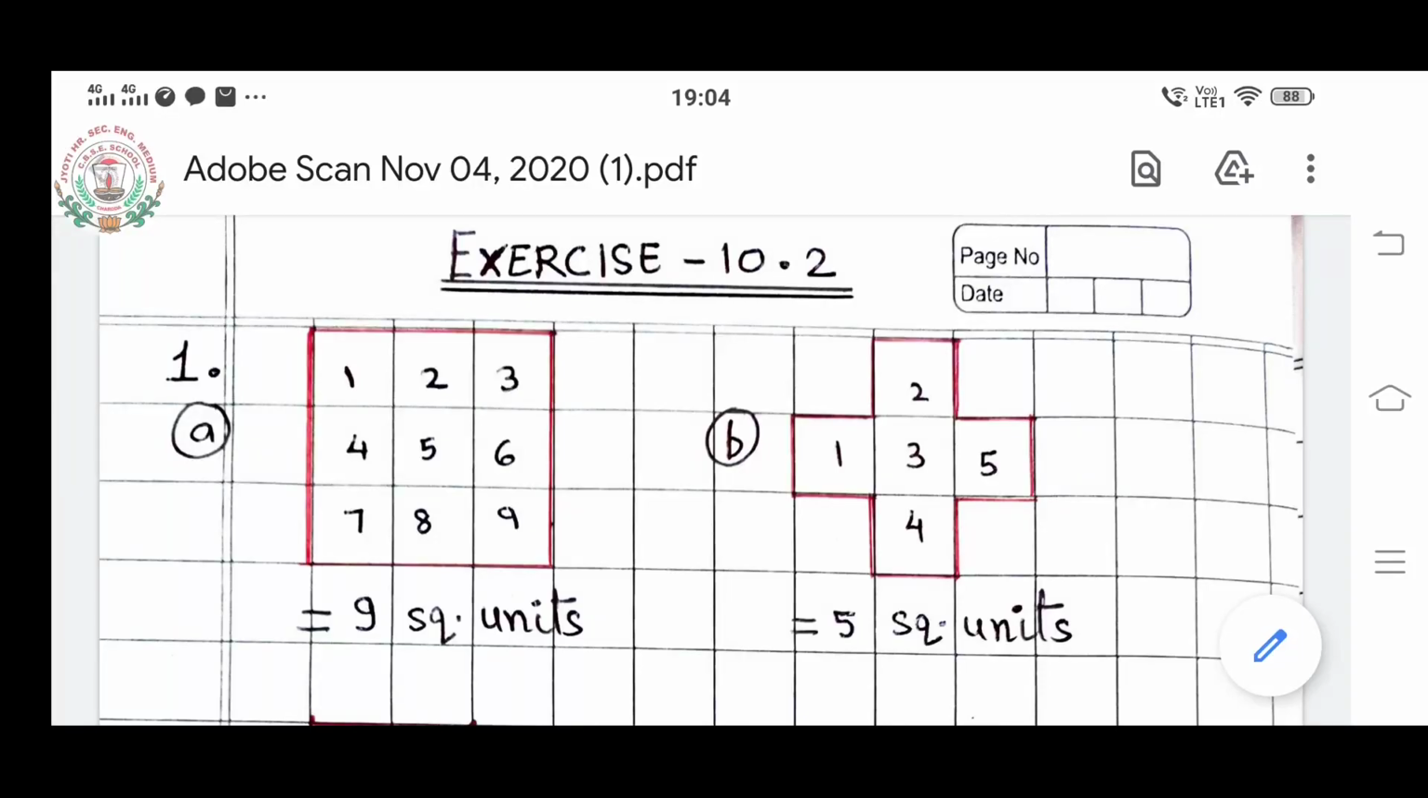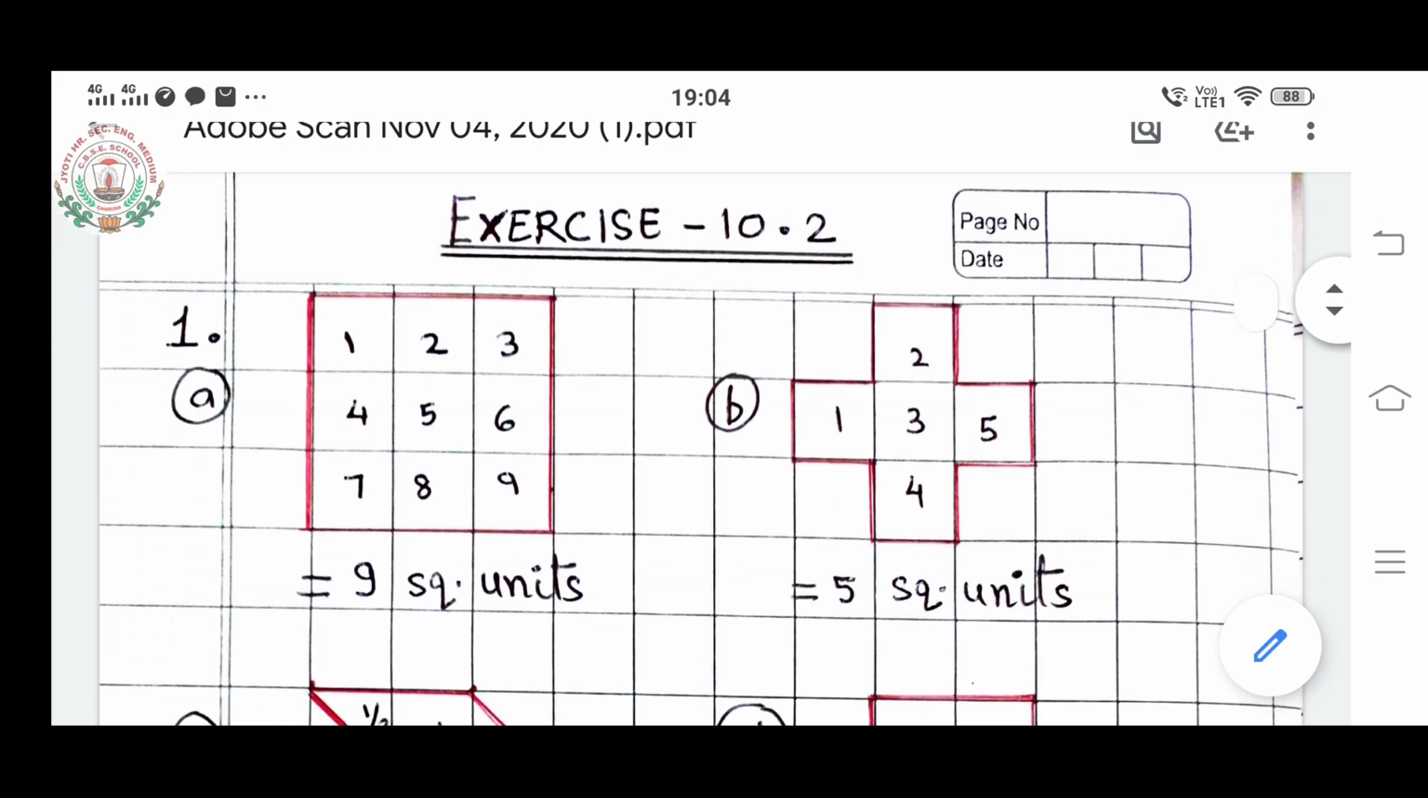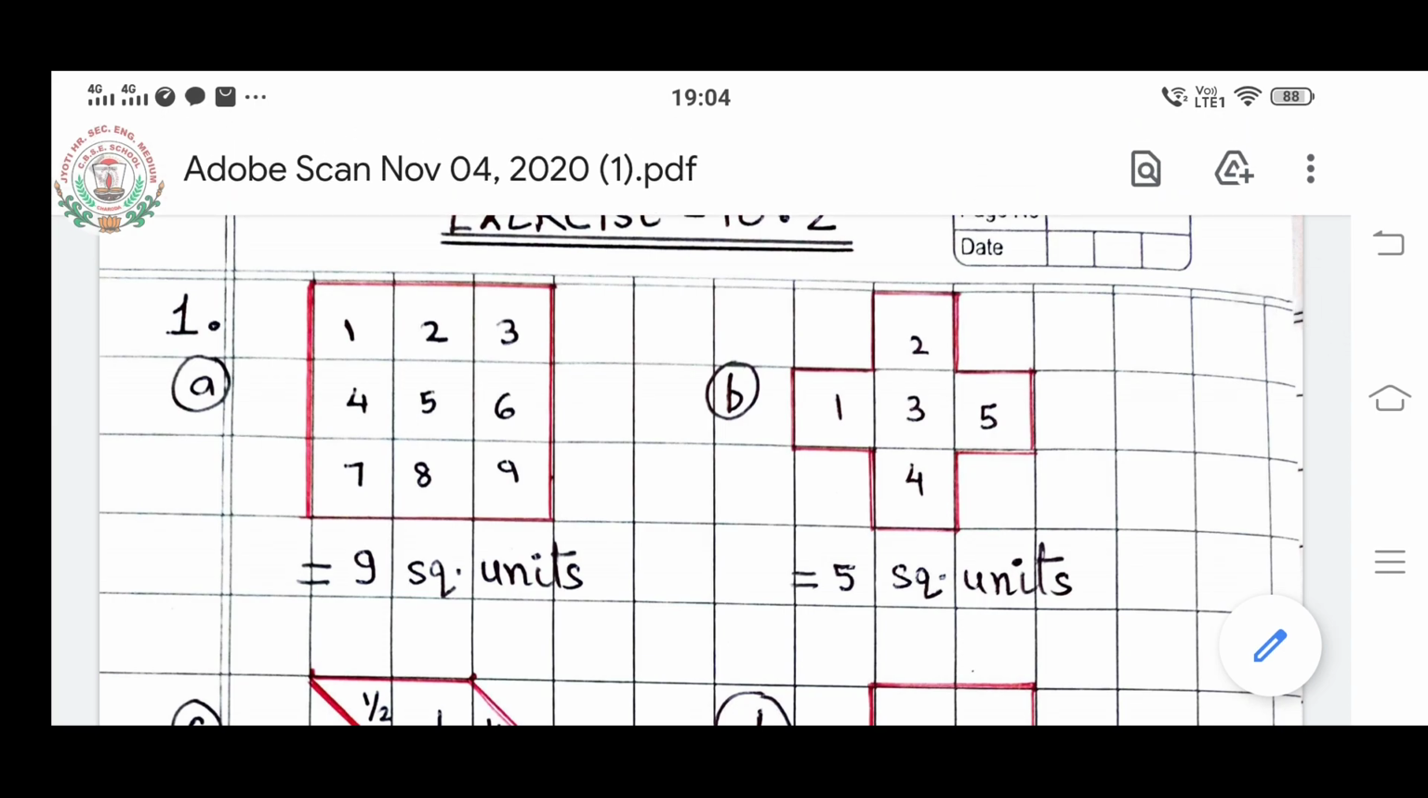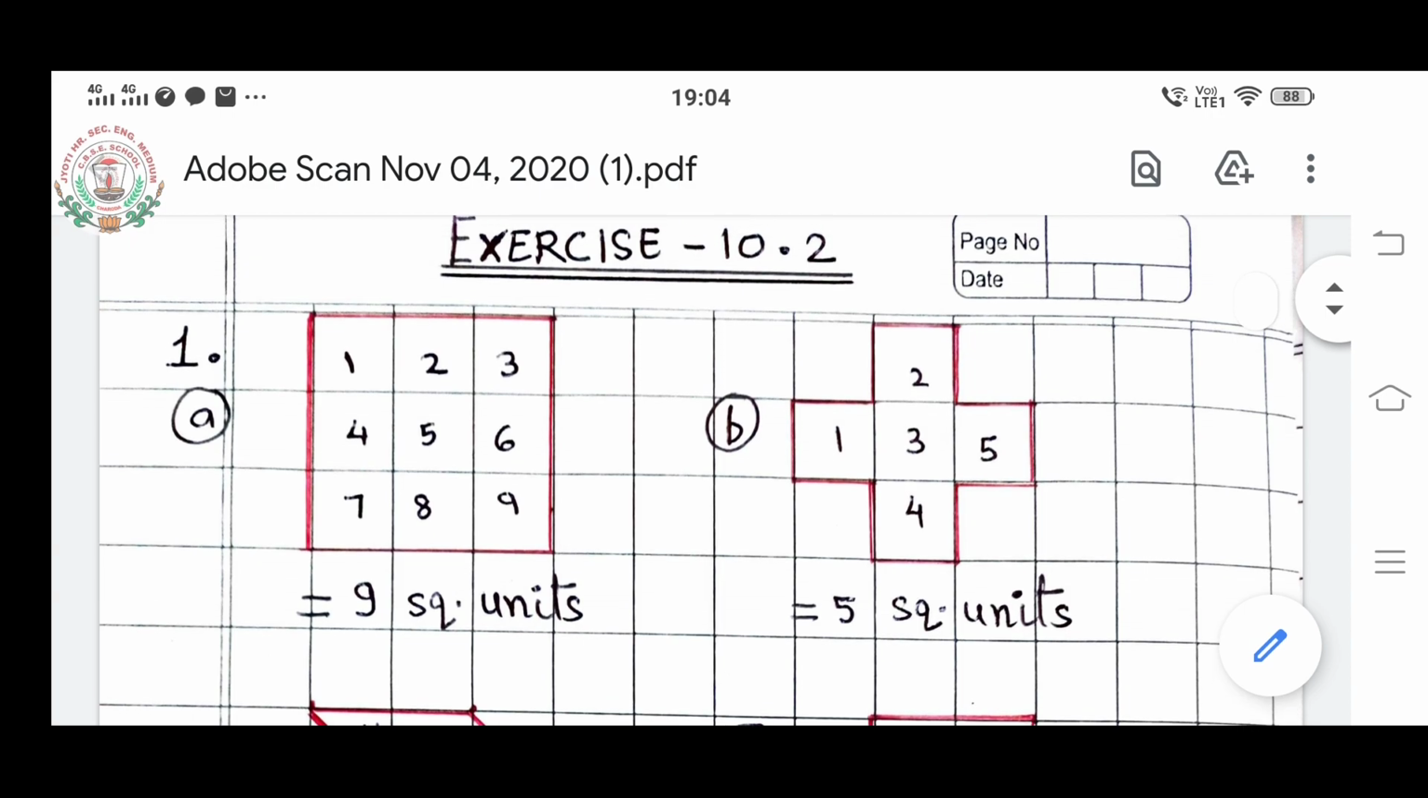Yesterday, in the previous video, we completed exercise 10.1. Here we are going to start exercise 10.2. In this exercise, it is asked to find out the areas of the following figures by counting the squares. Here the figures are drawn on square paper, and you are asked to count the number of boxes.